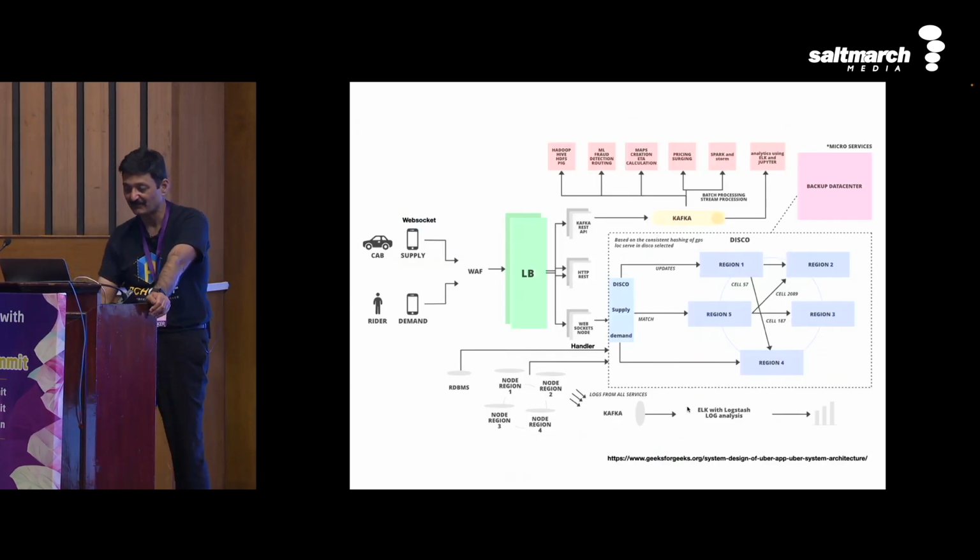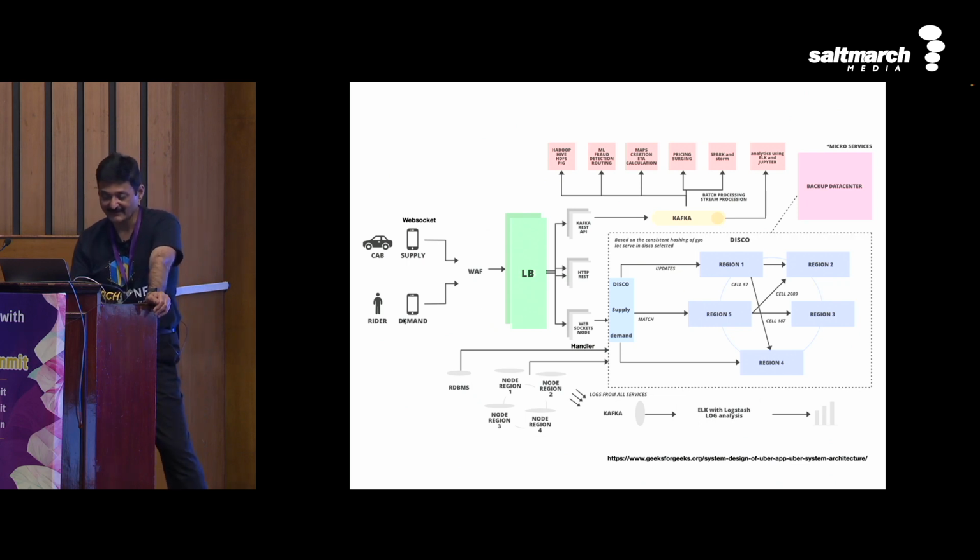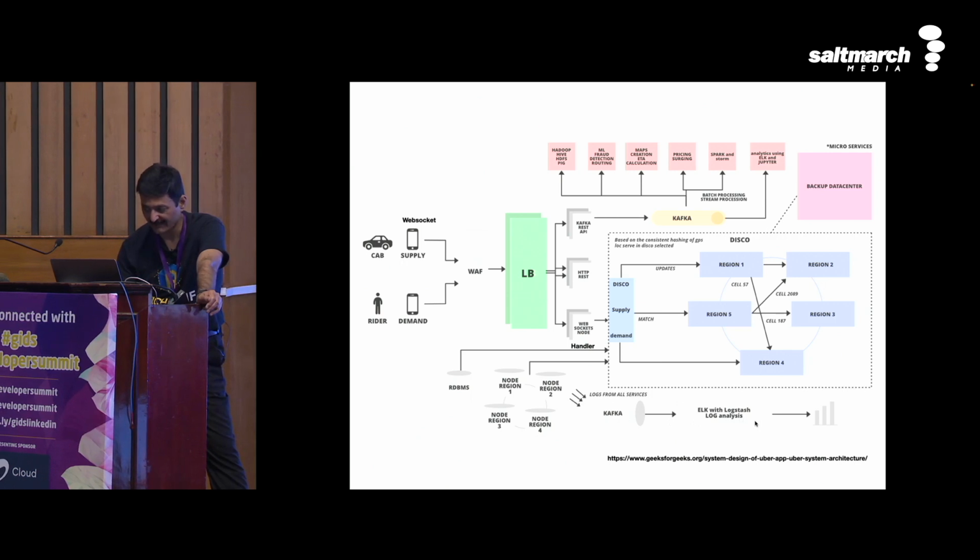So what's really happening is when the demand is asking, hey, I need a ride, it is going to the Web Application Firewall through the load balancer. Now it's going to the discovery service, DISCO, which is going into different regions, and I'll talk about how that works in a second, but it is also sending to the Kafka stream. When it's sending to the Kafka stream, you are able to do the price search. You are able to see how many people are riding at any given time. And it's using Kafka to do the log analysis also.